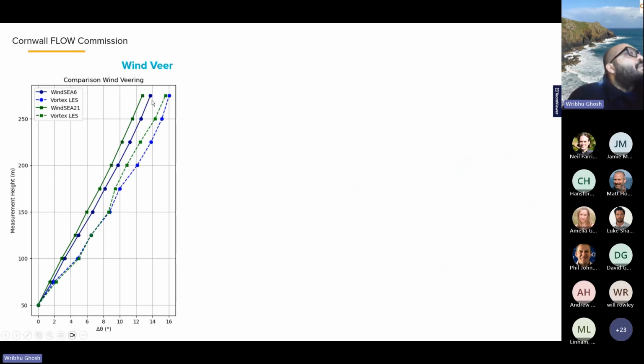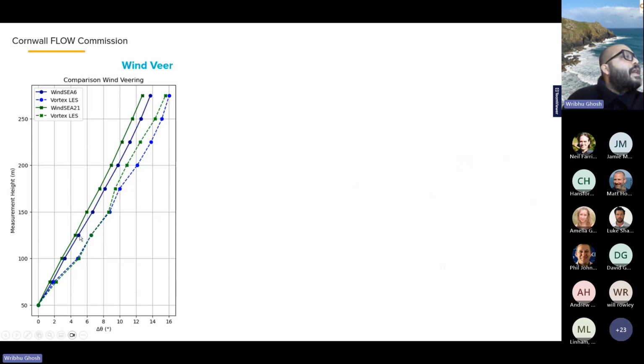Again, the dark blue line is WinC6, and the dotted blue line is the vortex LES for WinC6, and same for WinC21. The model predicts higher wind veering compared to the measurement. However, the model does capture the fact that there's slightly higher wind veering in WinC6 compared to WinC21. Here we are plotting the measurement height along the y-axis, and along the x-axis we are plotting delta theta.